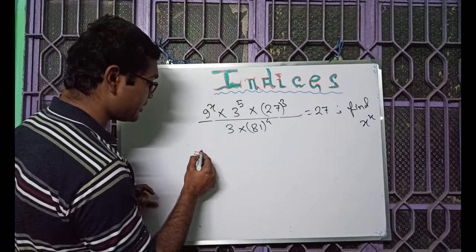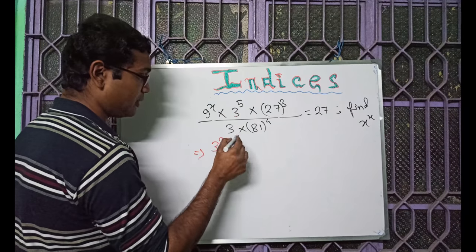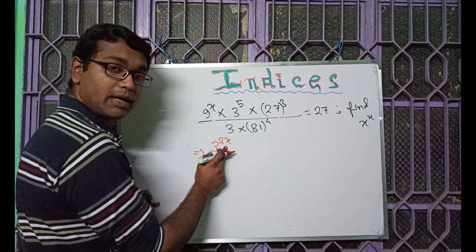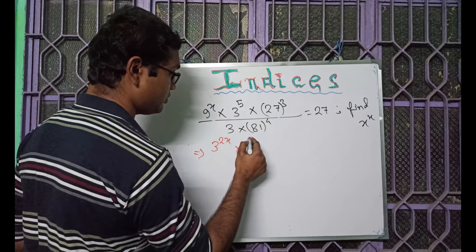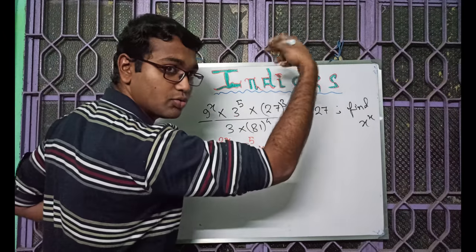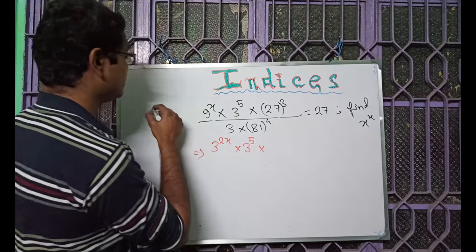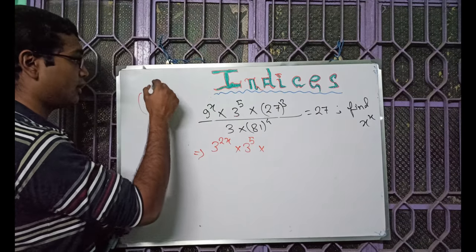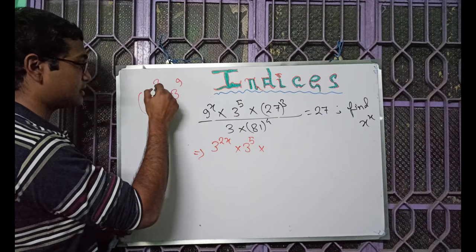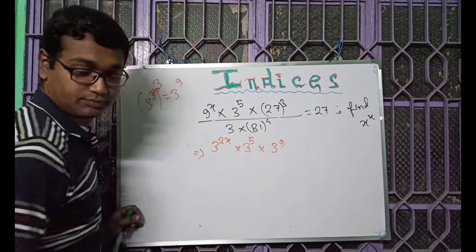Then we should write it that way. 3 to the power 2x, because 9 is equal to 3 squared, then again a power, multiplied into 3 to the power 5. 27 is 3 cube, so 3 cube whole to the power 3, or 3 cube again a whole cube, so in return it will become 3 to the power 9. This 3 and 3 will be multiplied. So this is 3 to the power 9.